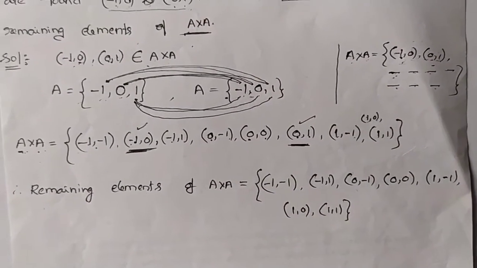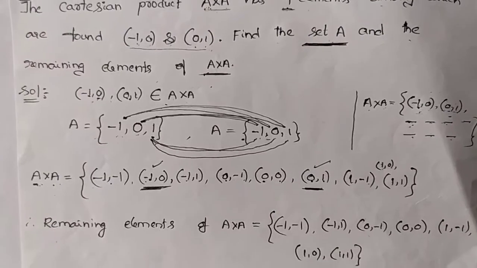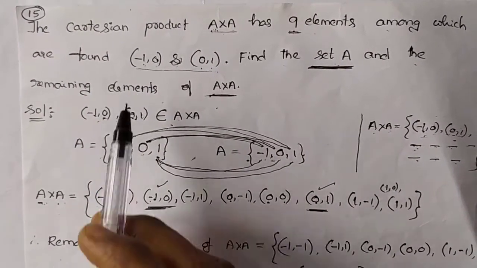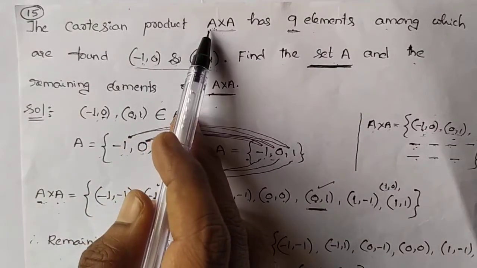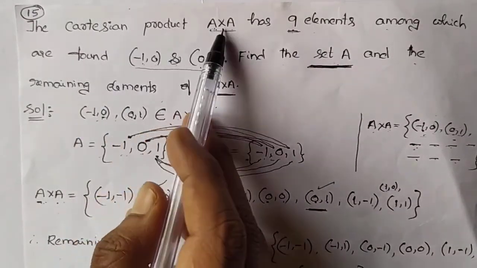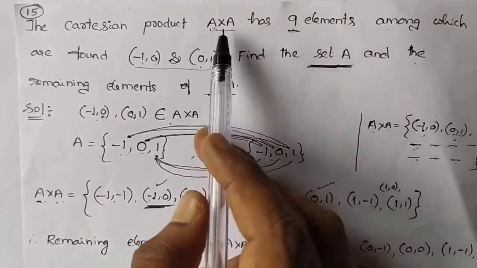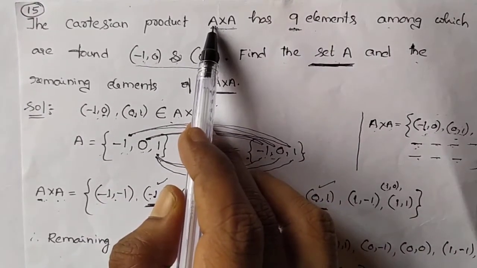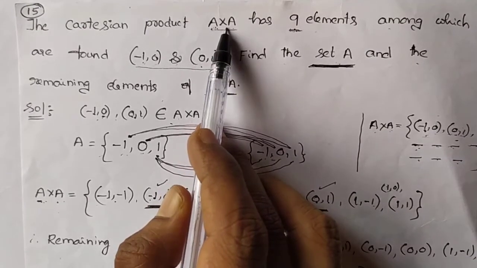Are you understood? Once again I will briefly explain this question. Kindly listen properly. Here we have the Cartesian product. Here we have the question. The Cartesian product A cross A has 9 elements. Then what about the number of elements in the set A? It is 3 only. 3 into 3 is 9.